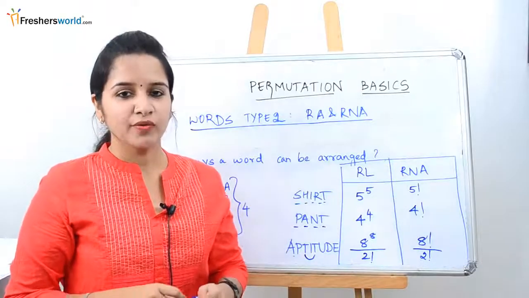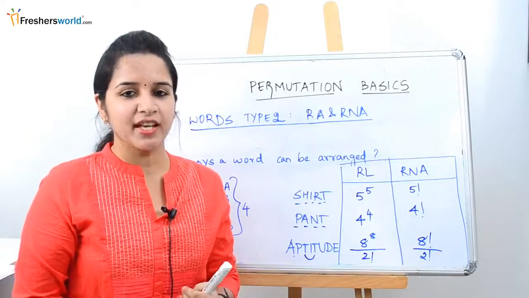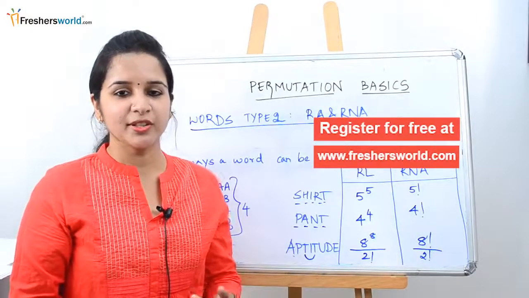So in this video we dealt with 2 types of permutation problems. One is repeated letters and non-repeated letters. Another type of sum is repetition allowed and repetition not allowed.